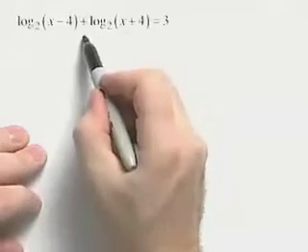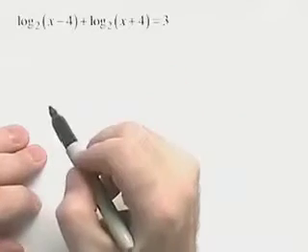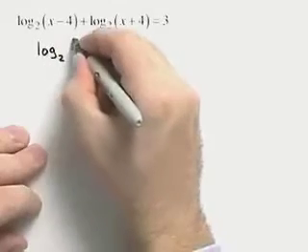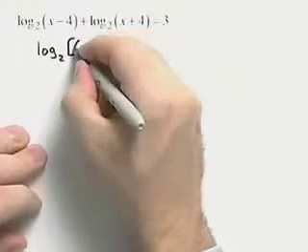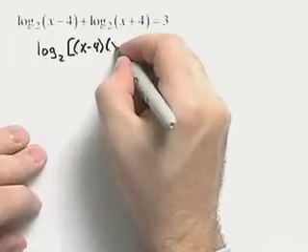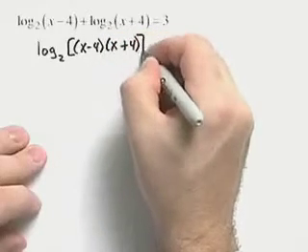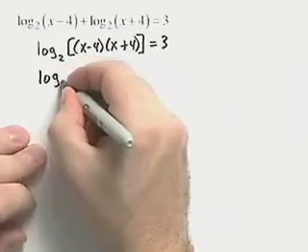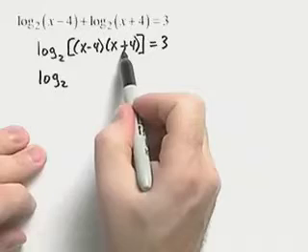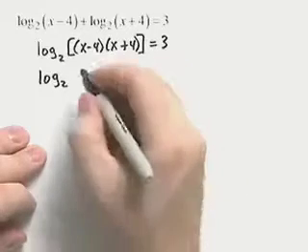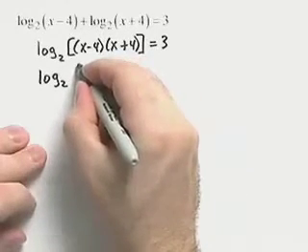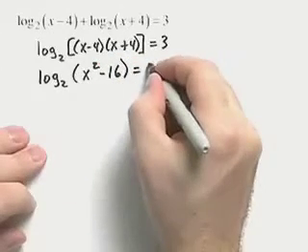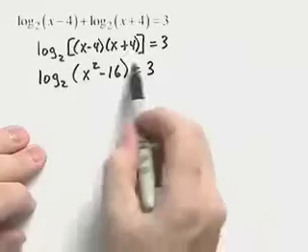In particular, we're going to use the product rule since we have the sum of two logs with the same base. So we can rewrite this as log base 2 of the product of these two insides, x minus 4 times x plus 4, and that has to equal 3. I'm going to clean that inside up a little bit. x minus 4 times x plus 4 is a special form when we multiply that together. Look at the difference of two squares, x squared minus 16. That equals 3.